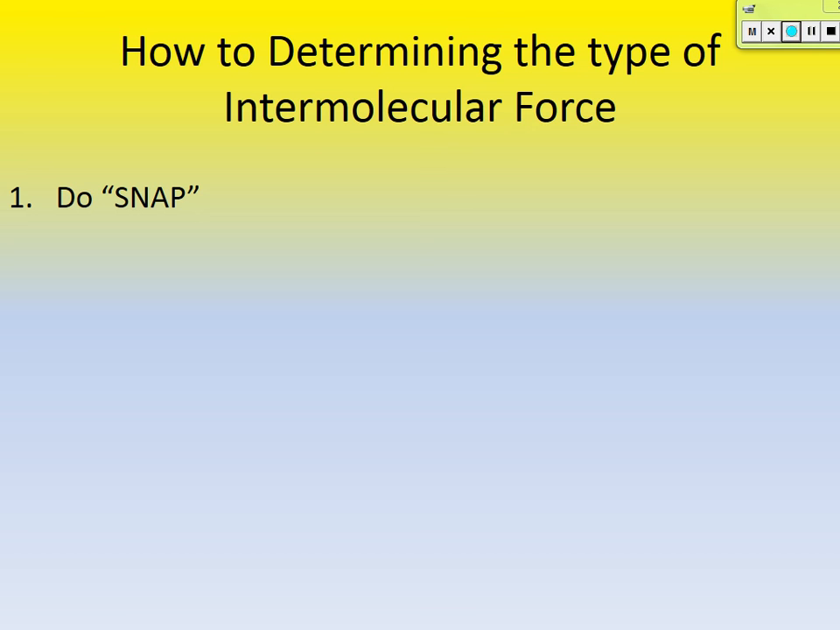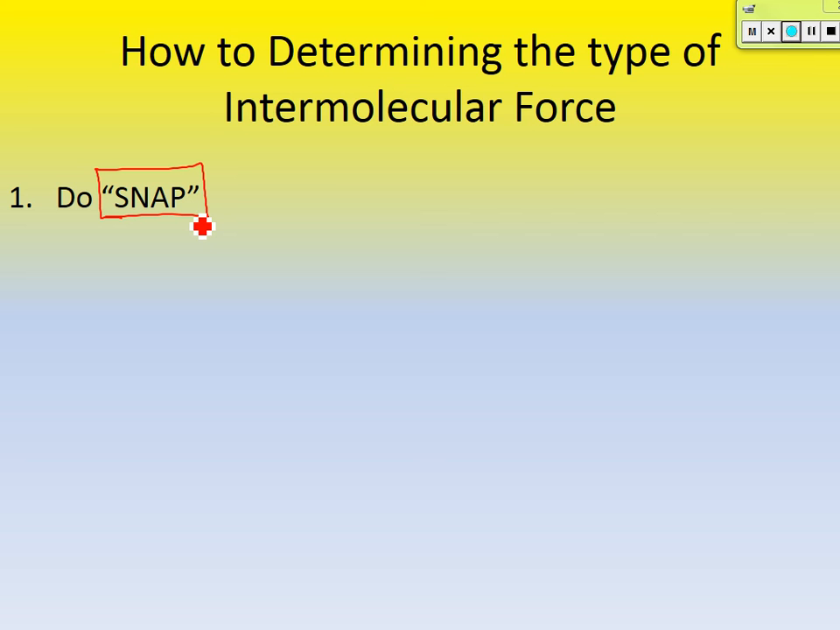Okay, now we're going to finish up this lesson talking about how to know, based on the structure of the molecule, which type of intermolecular force is going to act on it. There are a number of steps involved. The first step that you need to do is SNAP. SNAP is an acronym. What does it stand for, guys? Symmetrical is nonpolar. Asymmetrical is polar. So we're going to look at the Lewis structure and go through the SNAP process to determine whether it's polar or nonpolar.